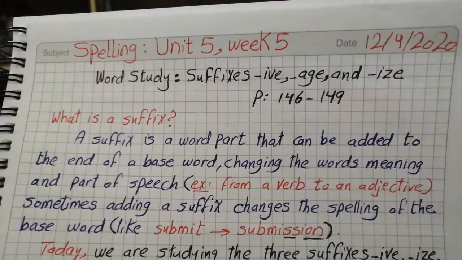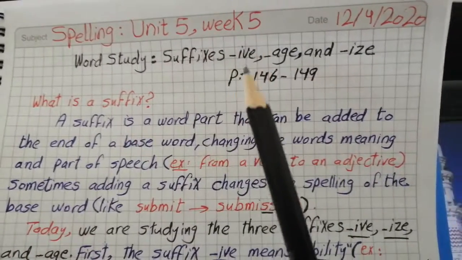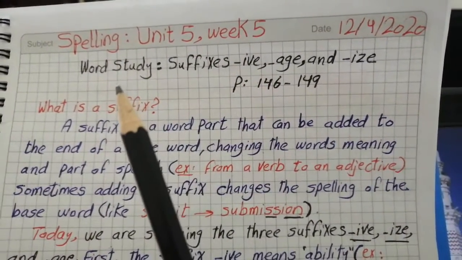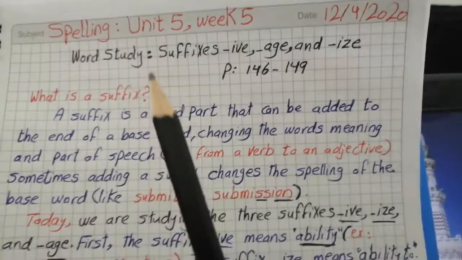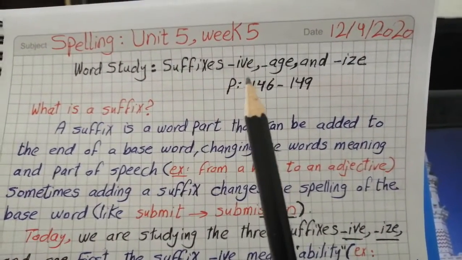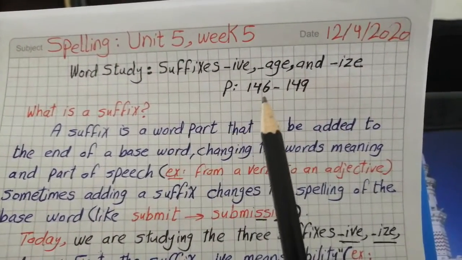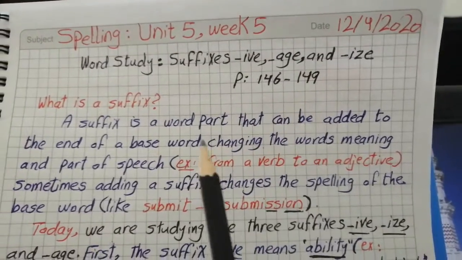Good morning, grade 6. Our lesson today is Spelling Unit 5, Week 5. And still we're talking about word study, or word formation. Today we're focusing on the suffixes IVE, AGE, and IZE. Spelling book pages 146 to 149.